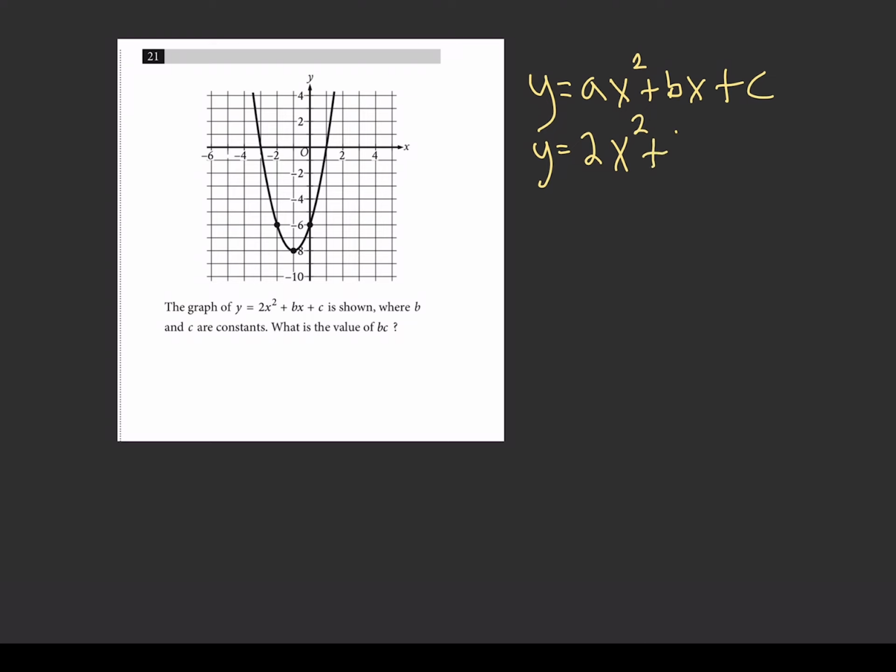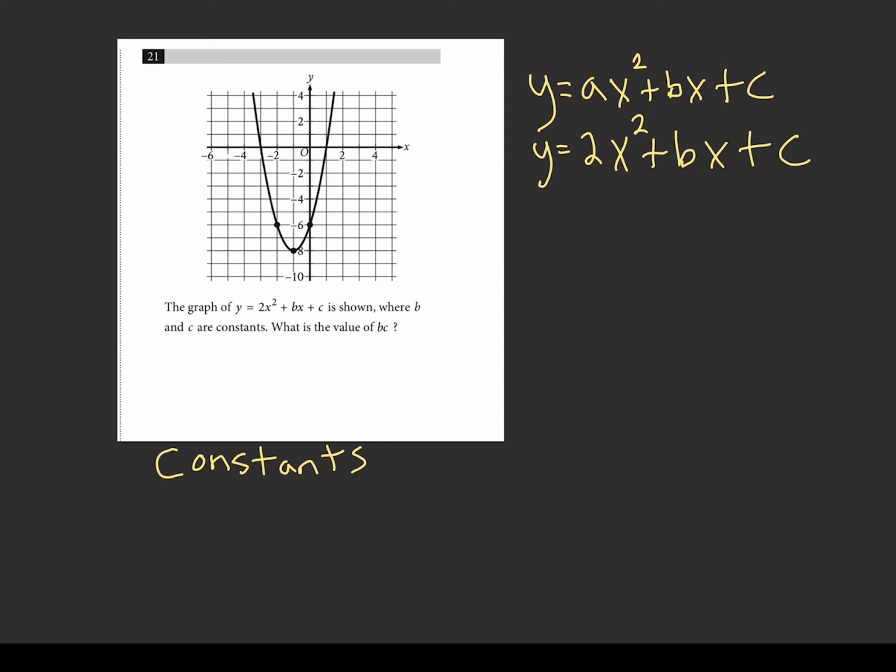We still don't know what b is, and we don't know what c is. In fact, they're asking what is the value of b times c. Now, notice they say where b and c are constants. Whenever you see the word constants, immediately remind yourself that a constant is an actual number. They're just not showing it to us. They have some quadratic in mind here, but they're hiding what those coefficients are.